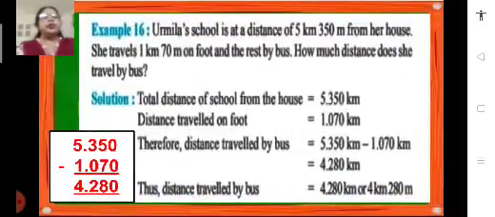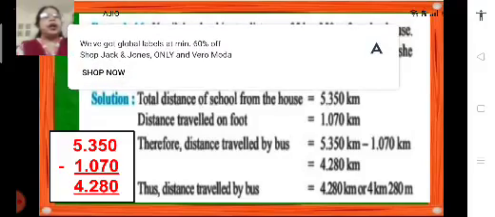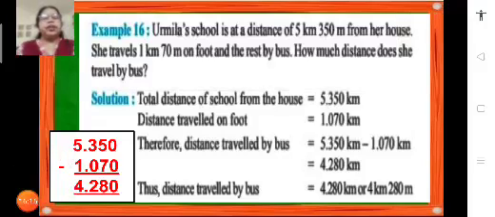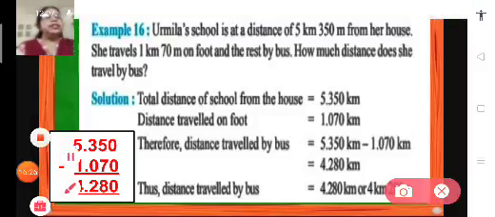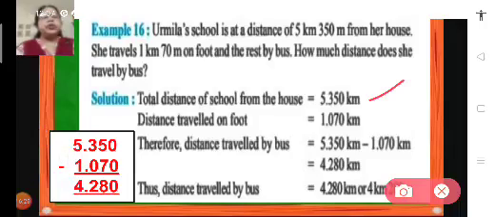Let's move on to the next problem. Urmila's school is at a distance of 5 kilometers 350 meters from her house. So what is the distance of Urmila's school from her home? It is 5 kilometers 350 meters, isn't it? That means it is 5.350 kilometers. And how much distance does she travel on foot? It is 1.070 kilometers, isn't it? Because it is 1 kilometer 70 meters. That means it is 1.070 kilometers.